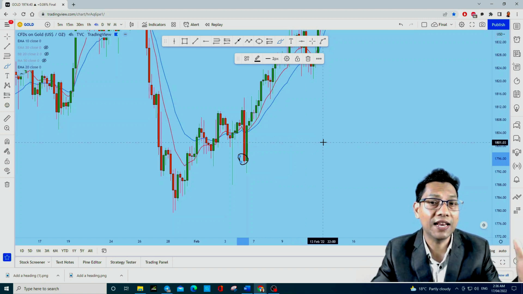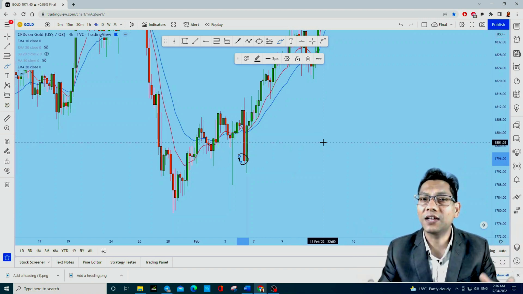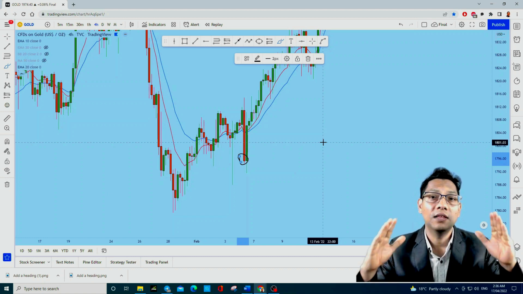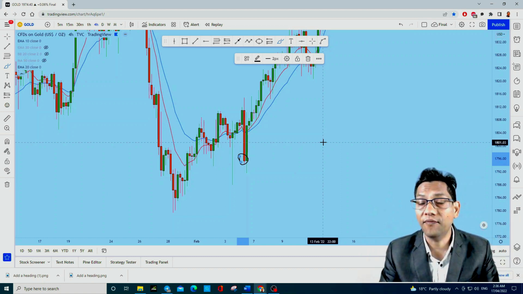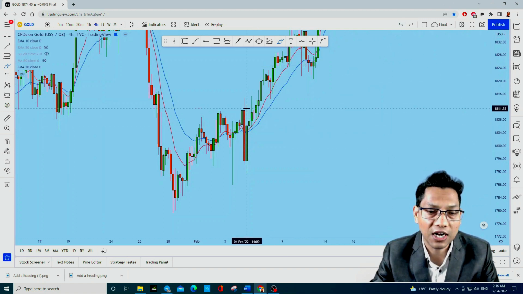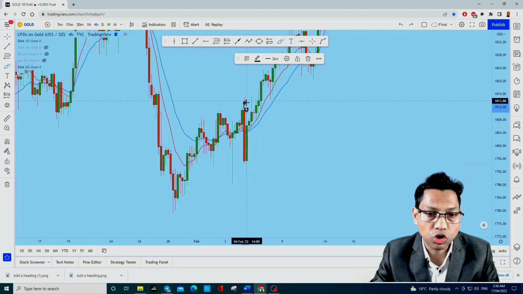This is the second criteria. What is the third criteria? The third sign is that the candle will have almost no or very little retracement. Now look at this red candle here. As soon as this candle started to move, it didn't stop anywhere.